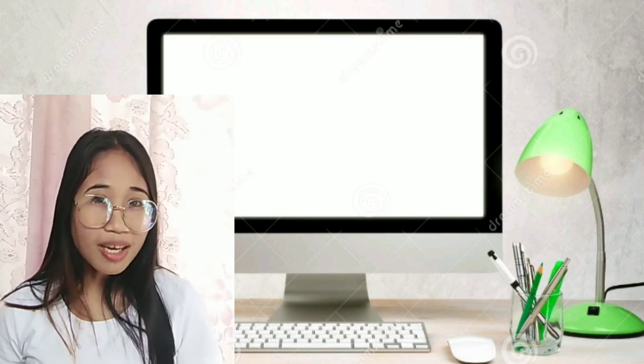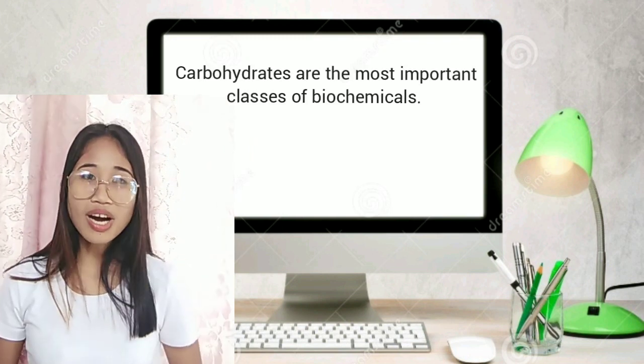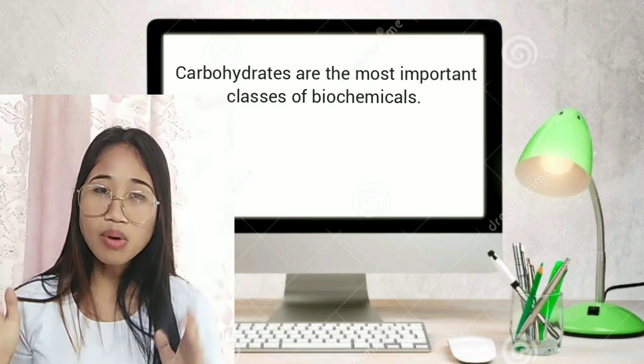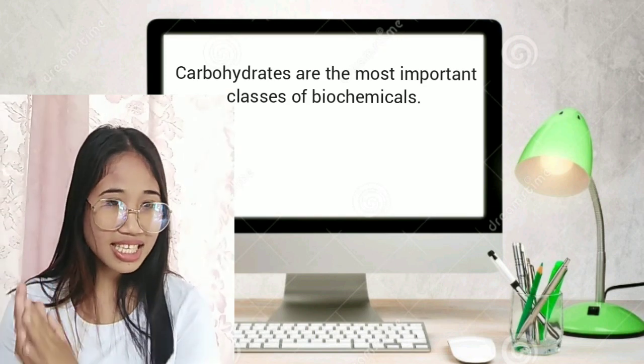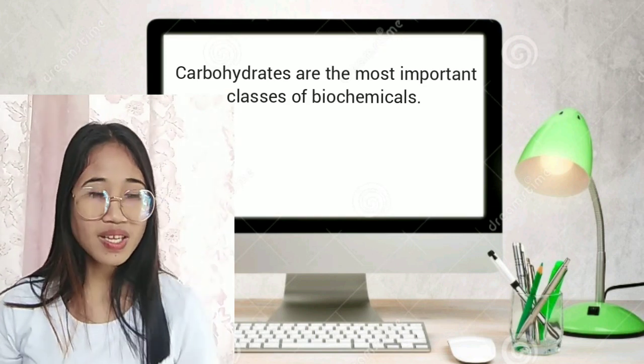To sum it up, carbohydrates are among the most important classes of biochemicals.